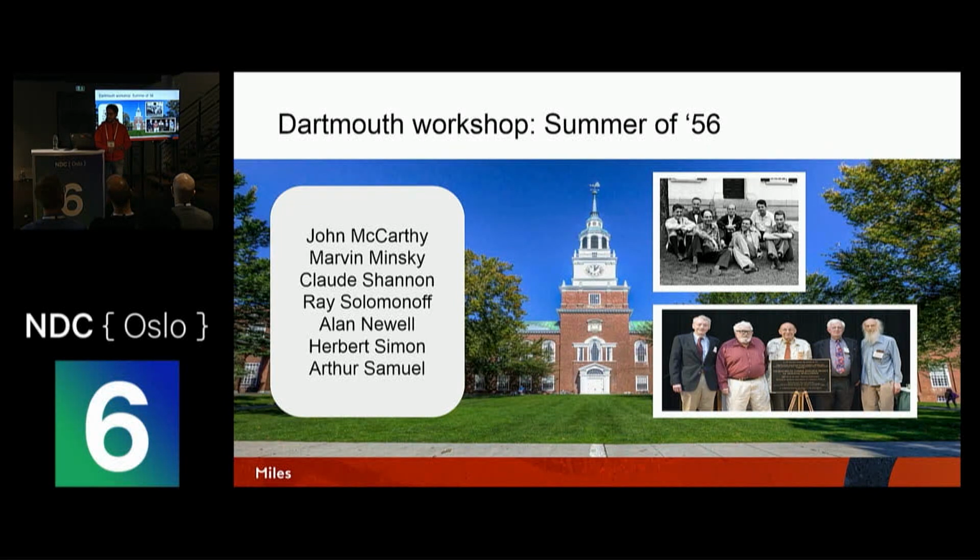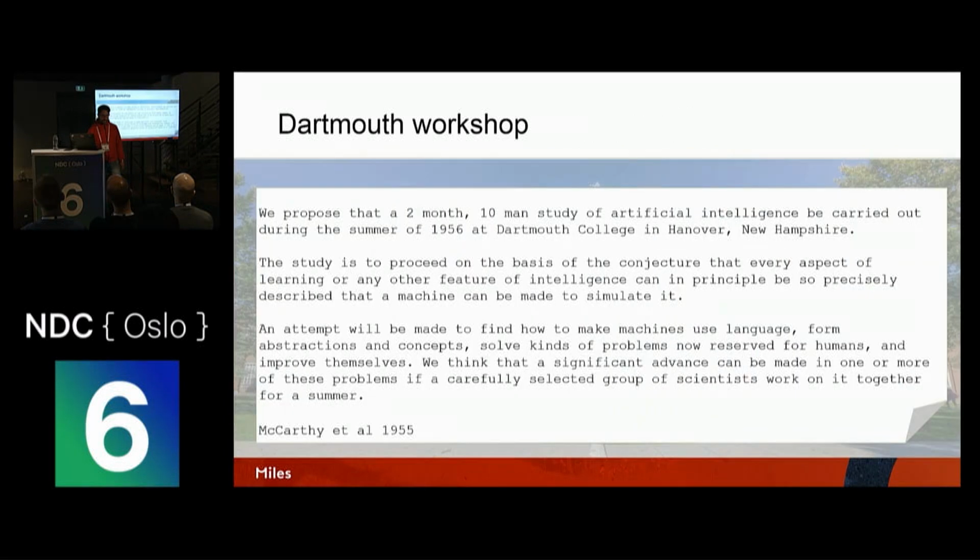Another person was Marvin Minsky. He built the first neural net out of vacuum tubes, and he won the Turing Award in 1969. And the third person was Claude Shannon. He's mostly famous in the information theory sphere, but he worked on how you can construct analog computers using just cogs and wheels. So this was the proposal for the workshop.